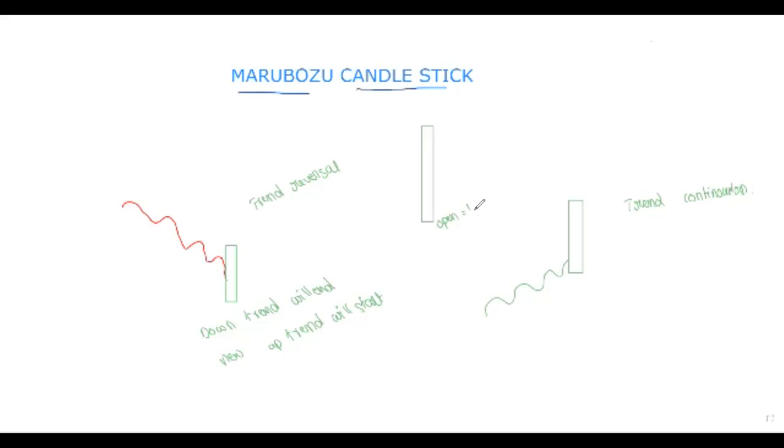This open is equal to low and the close is equal to high. So there are no wicks, then it is called a bullish Marubozu. So theoretically we will call it that, but if some small wicks are there, you can also consider it a bullish Marubozu. Very small, negligible wicks, consider it a bullish Marubozu.